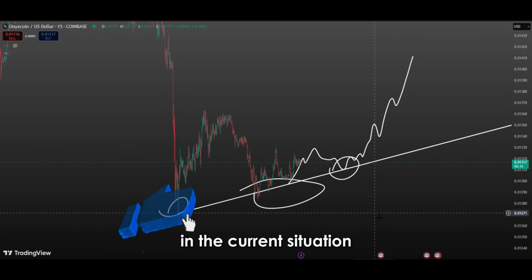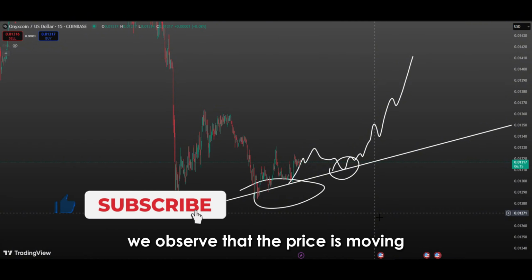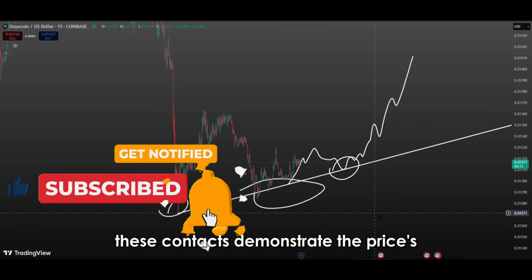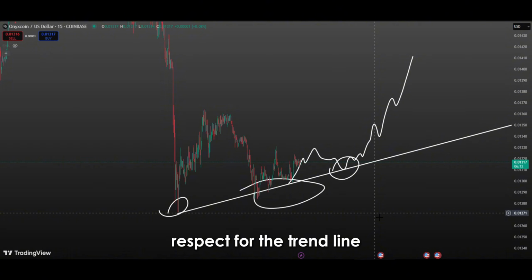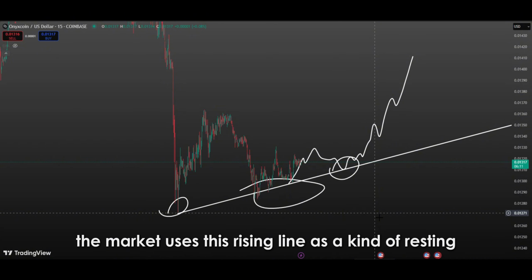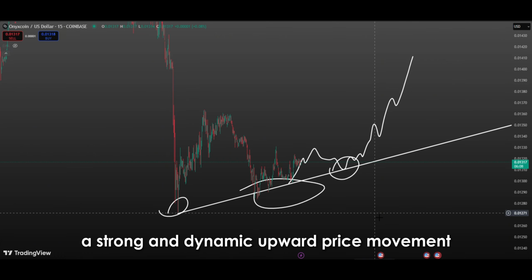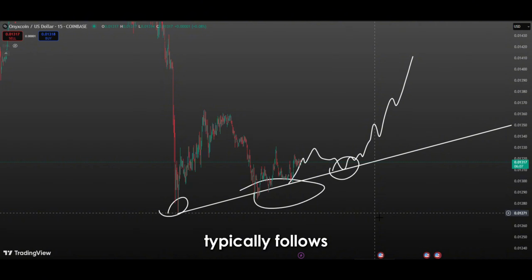In the current situation, we observe that the price is moving by making periodic contact with this ascending trend line. These contacts demonstrate the price's respect for the trend line. Essentially, the market uses this rising line as a kind of resting or reaccumulation zone. After each touch, a strong and dynamic upward price movement typically follows.